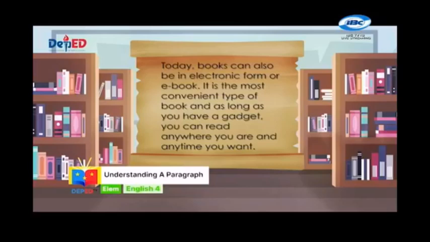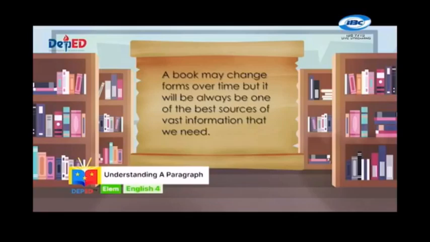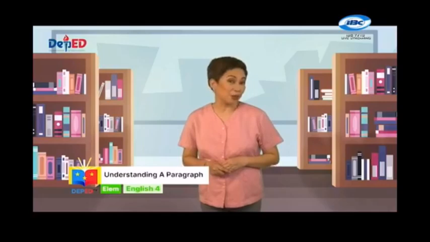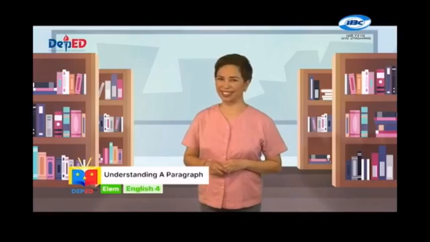It is the most convenient type of book, and as long as you have a gadget, you can read anywhere you are and anytime you want. A book may change forms over time, but it will always be one of the best sources of vast information that we need. Were you able to understand the paragraphs that we have read? Let us now try to answer the following questions based on what we have read. If you have been a good reader, you'll be able to answer these.